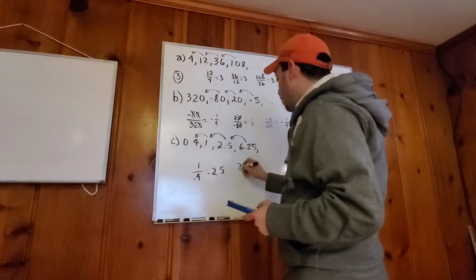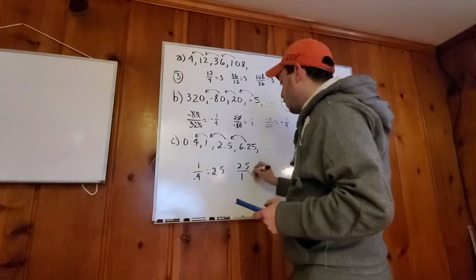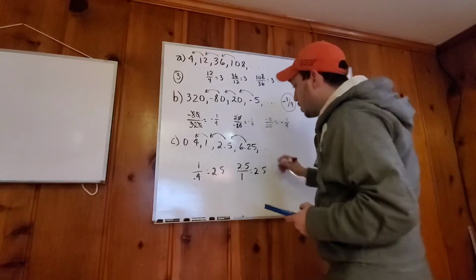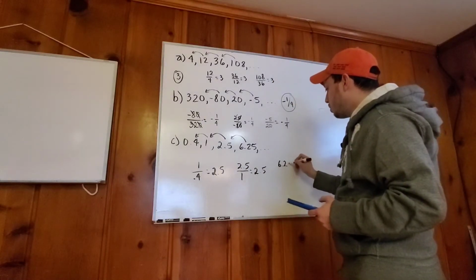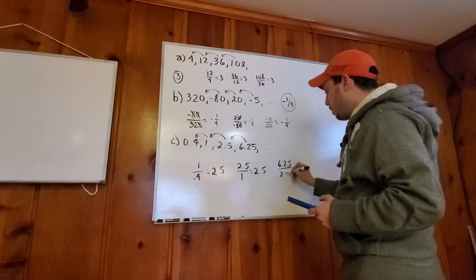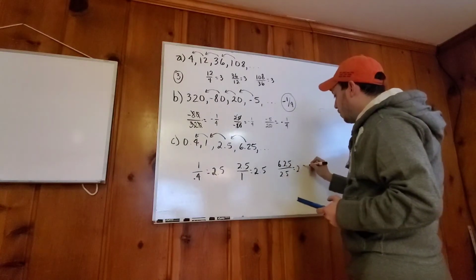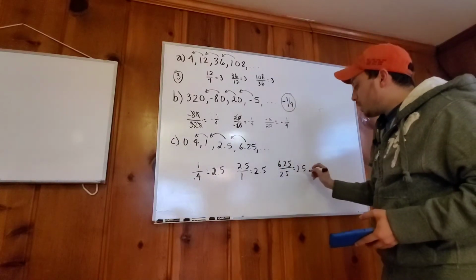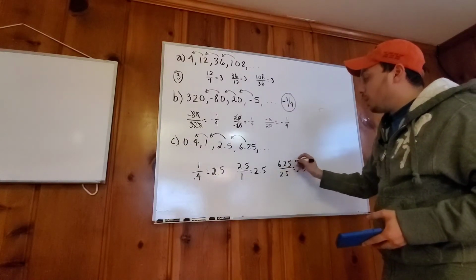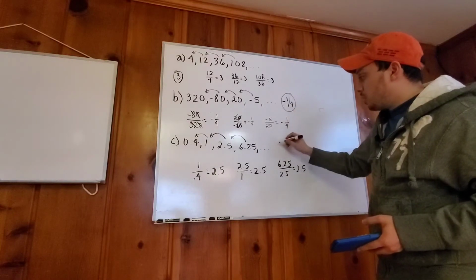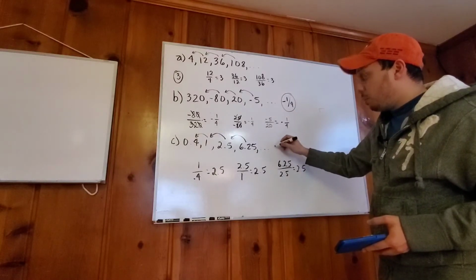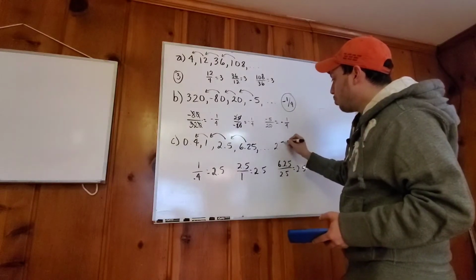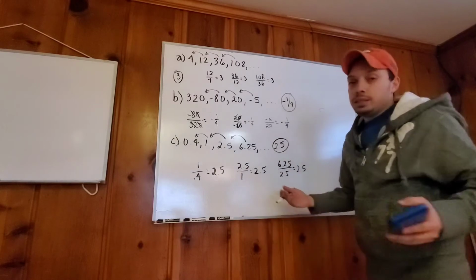Then 2.5 divided by 1, well, that's pretty easy because it still would be 2.5. And then 6.25 divided by 2.5, it's going to be 2.5. Why? Because 25 times 25 is 625, and because it has 2 decimal points, it'd be 6.25. So the common ratio here is negative 1/4, but in the third part of the first example, it would be 2.5. And that's it. That's the first example.